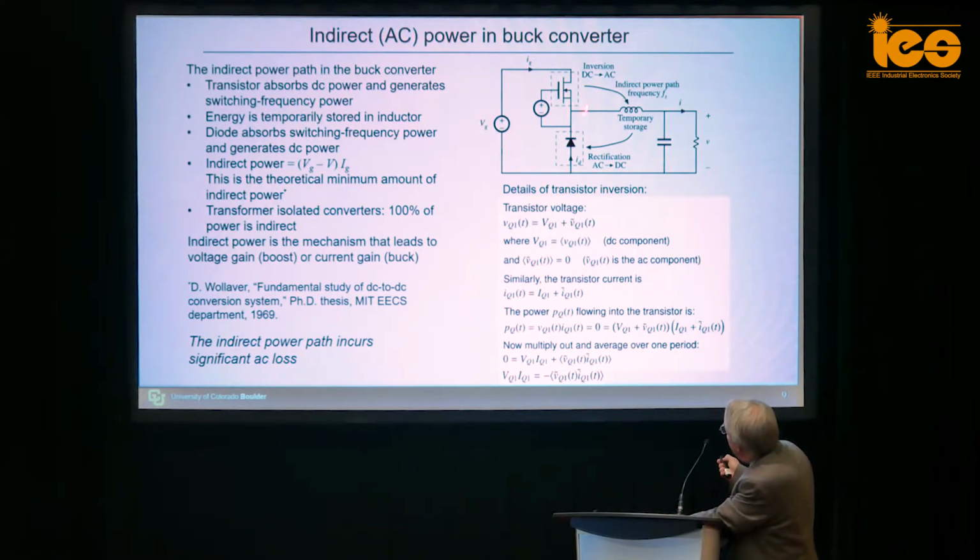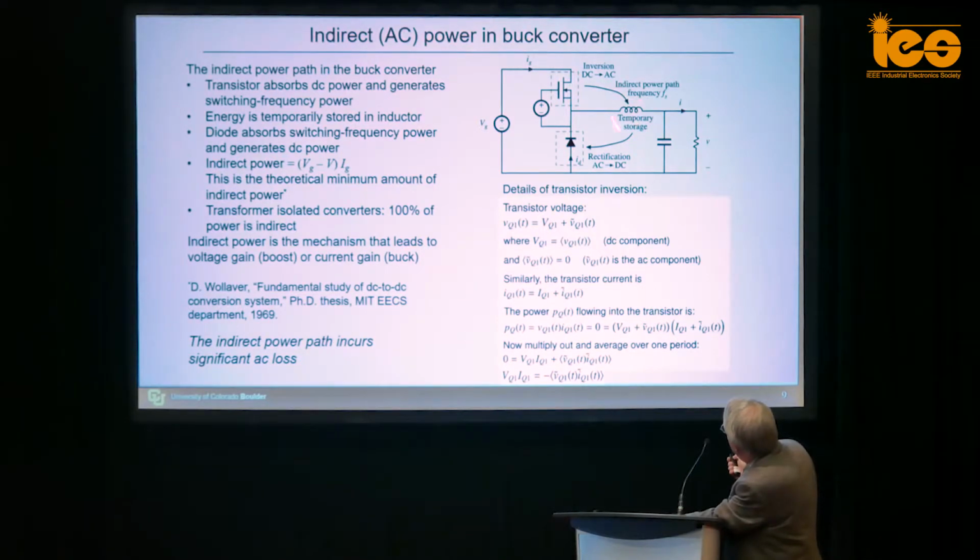Indirect power is what you get when you switch the transistor with some duty cycle and switching frequency. And in that case, there is some average voltage across the transistor and some average current through the transistor. When you multiply those, you see that it appears that the transistor consumes DC power, the product of the average voltage and current, and it generates AC power at the switching frequency that is equal to the DC power it's consuming. Here's a little mathematical proof of that, which I'm not going to go through. So the transistor is acting like an inverter to produce AC power.